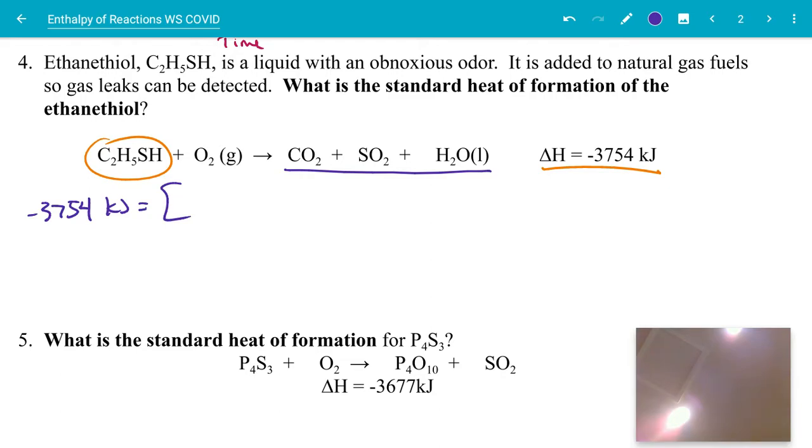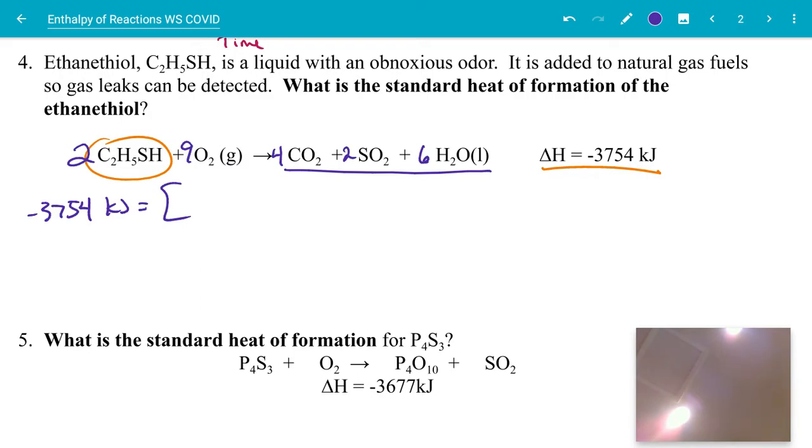Yeah, the balancing is kind of a hassle on this one because it's a big one. So there's 2, and then the O2 is a 9. The CO2 is a 4, the SO2 is a 2, and the H2O is a 6. There, now it's fully balanced. That's a difficult one to balance.